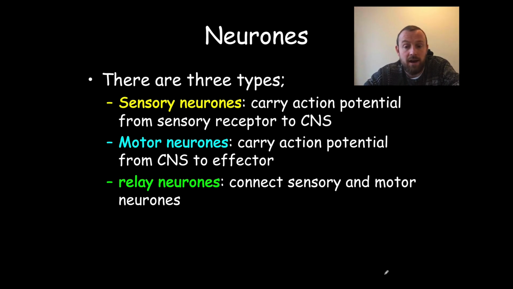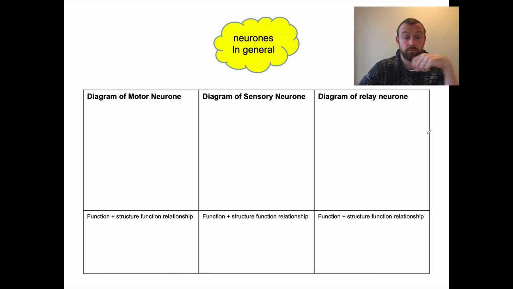Sensory neurons carry action potentials from sensory receptors back to the central nervous system. There are motor neurons, which carry action potentials from the central nervous system to effectors, such as muscles or glands. And there are also relay neurons that connect sensory and motor neurons together. Okay, so let's look at each type of neuron in turn.